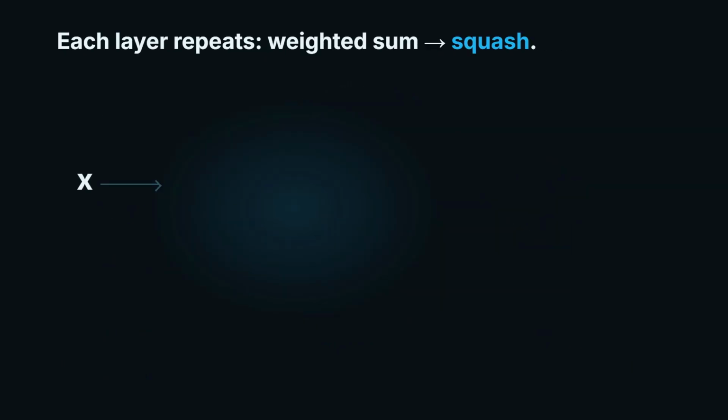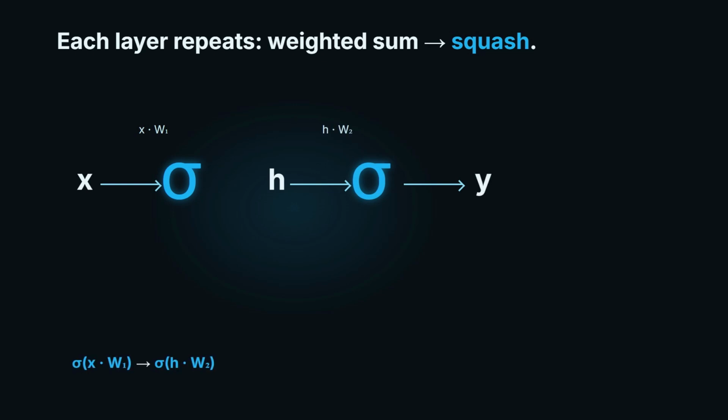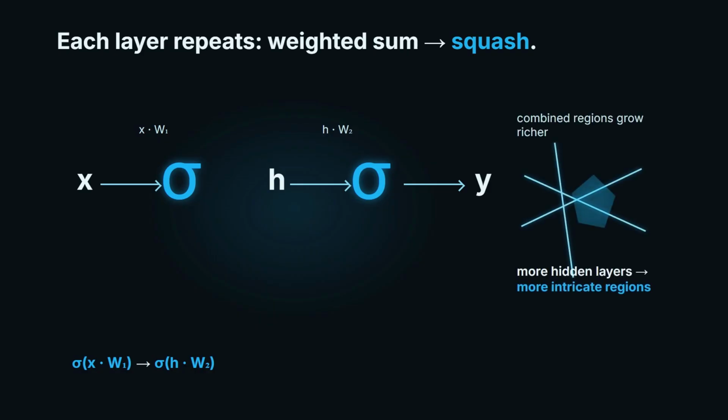And with smooth activations, the whole 2-layer network is just a short stack of the same weighted sum then squash operation. Sigmoid of x times the first weights, then sigmoid of that times the second weights. Add more hidden layers, and it carves ever more intricate regions. That is the ladder we keep climbing, all the way to a network that reads handwritten digits.